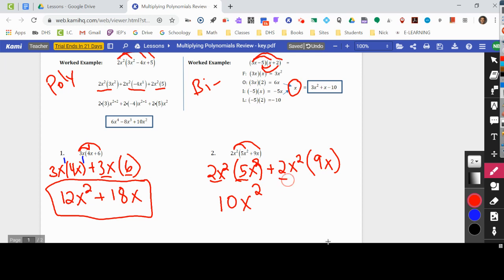All right, same thing here. I'm going to multiply my big numbers or my coefficients. 2 times 9 gives me 18. And I'm going to add up my little numbers or my exponents here. So this is going to give me x to the 2 plus 1, or x to the third power.